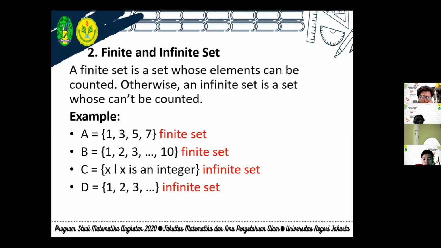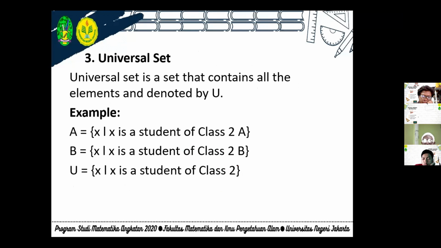And set D, with the numbers 1, 2, 3, and so on, is called an infinite set because the dots in that set replace numbers that we can't even count. There are so many numbers that can be written in this set. So that's why set D is called an infinite set.